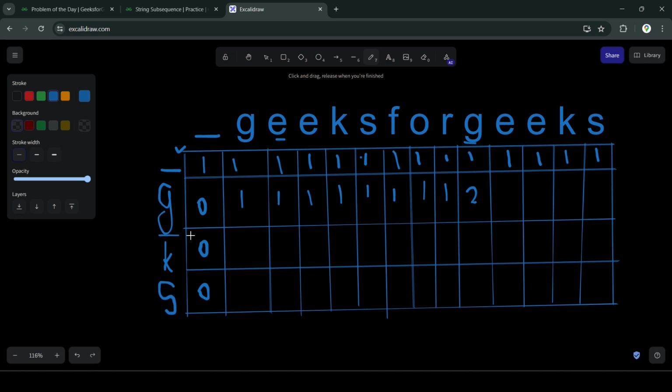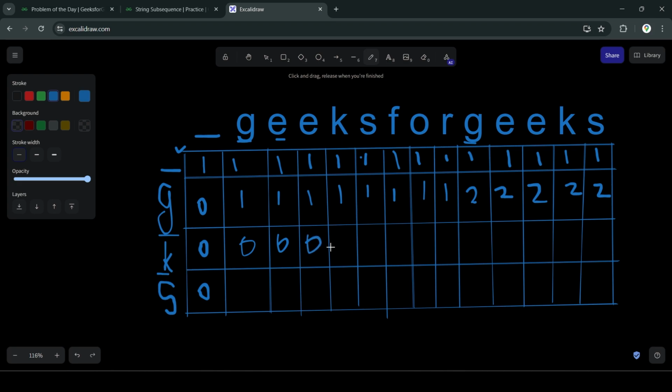And now I have to carry forward this answer. So it will be 2 as it is, 2, 2. Okay. Now come to this row. So what will be? Obviously, G and K are not matching, so you have to keep this previous value here. So it will be 0 as it is.